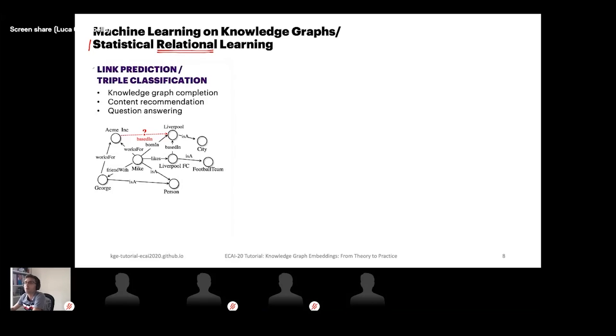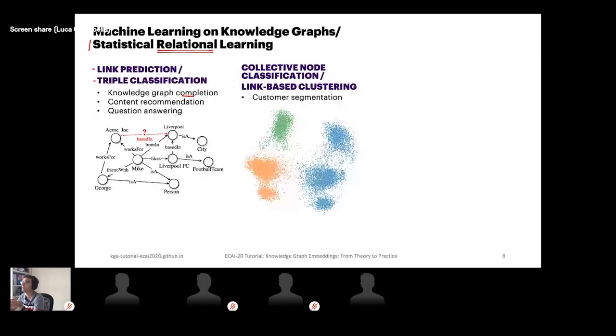And so we can think about tasks like predicting links or a similar task called triple classification, which is used to complete a graph or to recommend content or for question answering, right? This is the first class citizen of tasks that we carry out with machine learning on graphs. But you could also think about something called collective node classification or another similar task called link-based clustering, where, for example, we try to assign a label to nodes, right, according to their topology and structure of a graph and other properties. This is useful for customer segmentation, for example.